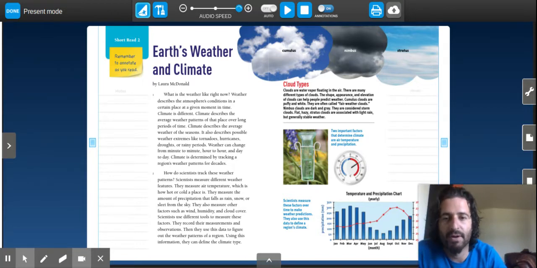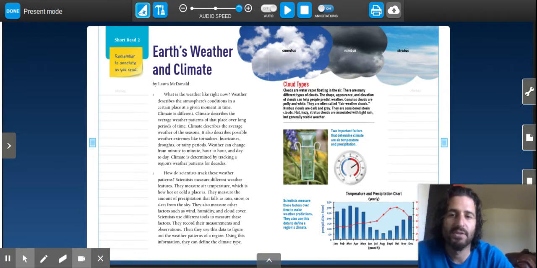Okay, so let's break it apart. The atmosphere's conditions, it just means how it is outside in a certain place. So could be in Watsonville, could be in Santa Cruz, could be in New York, and a given time. So it could be in summer, could be in the day, could be at night. So that's weather. That's how it is outside at any time of the day in any place.